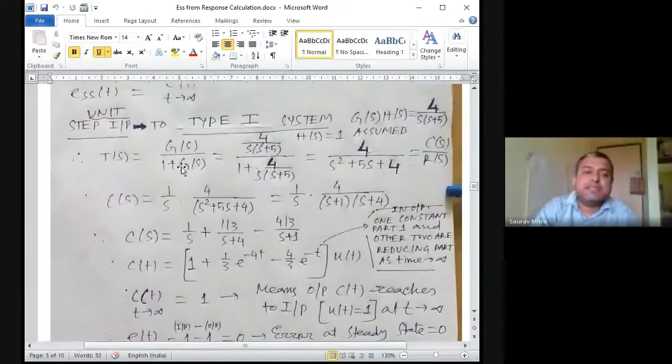So first find what is T(s). T(s) is nothing but C(s) by R(s), that is G(s) by 1 plus G(s)H(s). If you are calculating it, it is coming to be 4 divided by s square plus 5s plus 4.